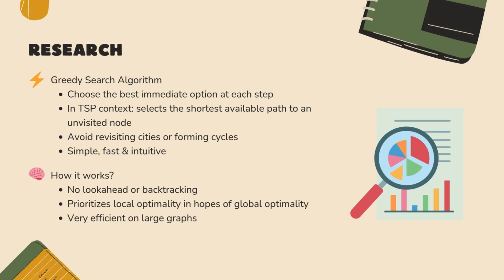Greedy search algorithm. It chooses the best immediate option at each step. In the traveling salesman problem context, it selects the shortest available path to any unvisited node. It avoids revisiting states or forming cycles. It's simple, fast, and intuitive. How it works: there's no look ahead or backtracking. It prioritizes local optimality in hopes of global optimality. Very efficient on large graphs.